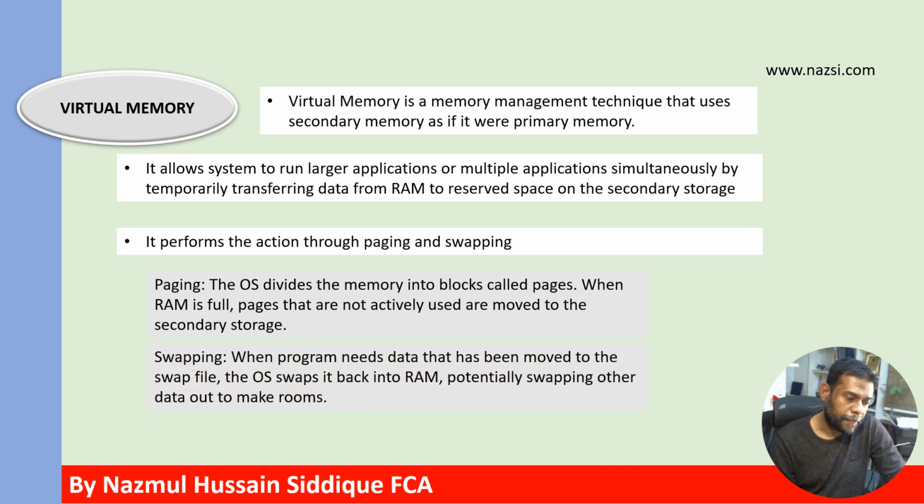Then swapping. When a program needs data that has been moved to the swap file, the operating system swaps it back into RAM, potentially swapping other data out to make room. So when the program needs a page which is already moved to the secondary storage, virtual memory swaps that page from secondary storage to RAM again, making room by swapping another unused page into secondary storage.